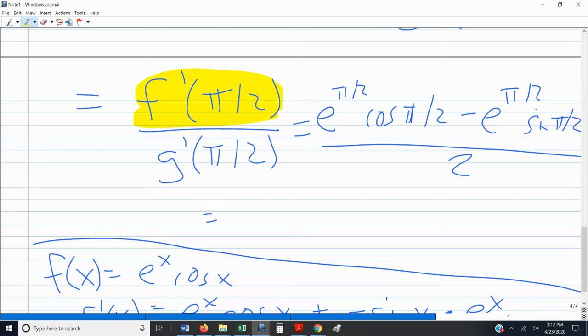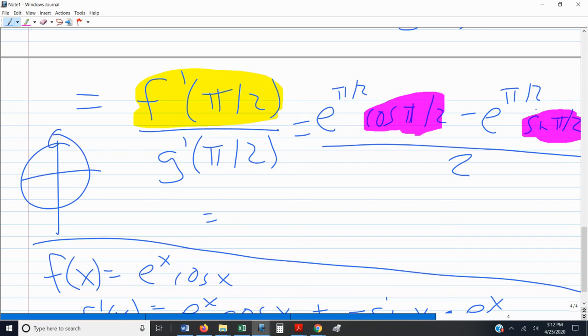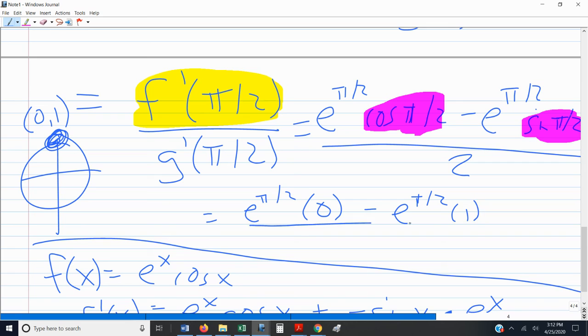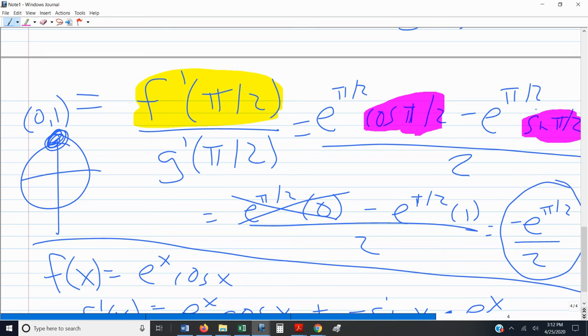The last thing we're going to look at is just what these values are from the unit circle. So again, pi over 2 is up here. We already said the coordinates are 0, 1. So we have e to the pi over 2, cosine of pi over 2 is 0, minus e to the pi over 2, the sine of pi over 2 is 1. And so this is all gone as 0, but we have negative e to the pi over 2 over 2. And that is my answer.